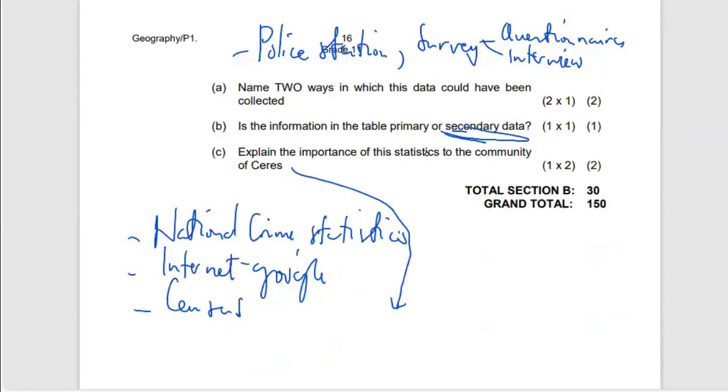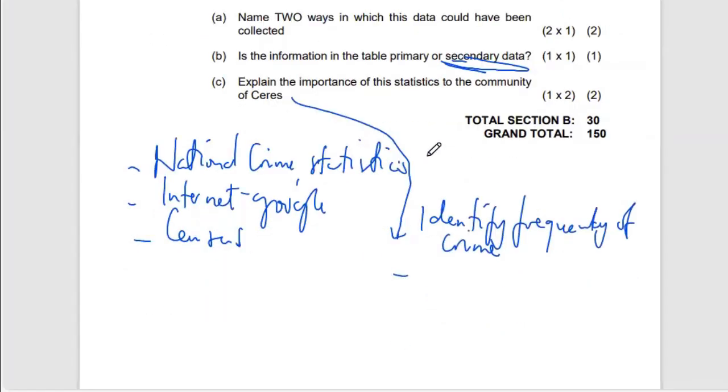It can assist the community in identifying the frequency of crime. We can know how frequently crime happens in the area, we can determine the frequency of crime. And also, it can assist in implementing strategies or solutions towards curbing criminal cases, to implement strategies of how to handle the criminal acts.